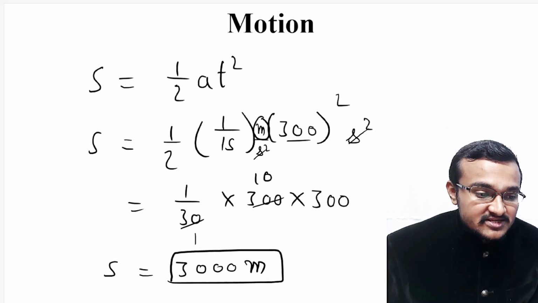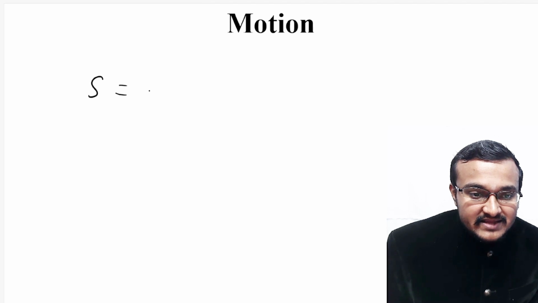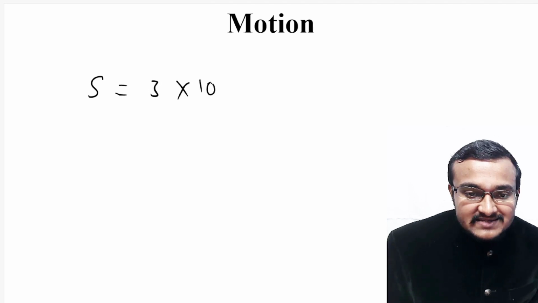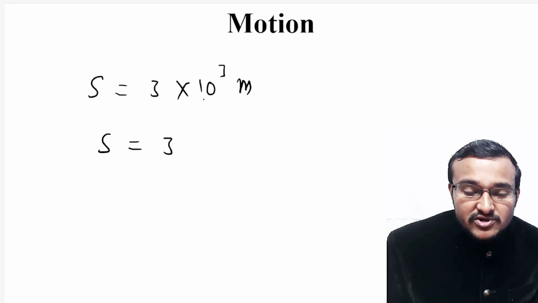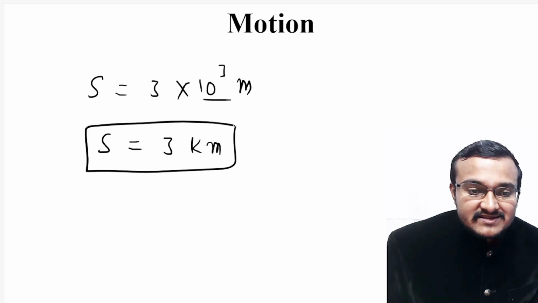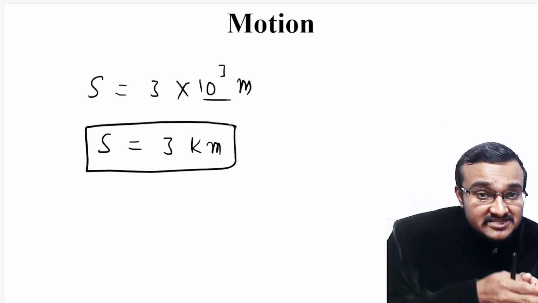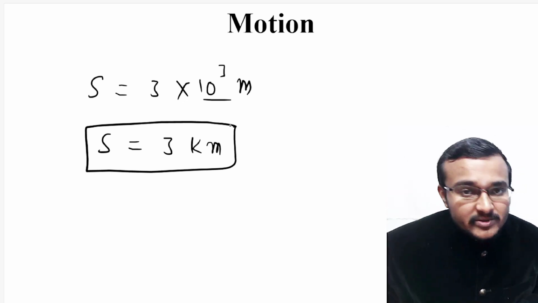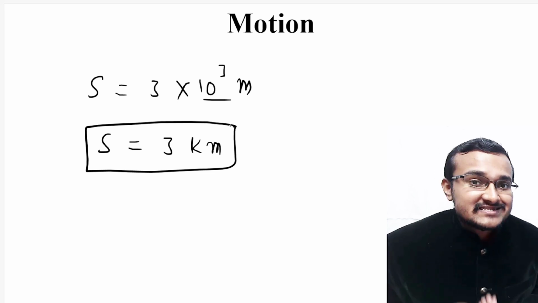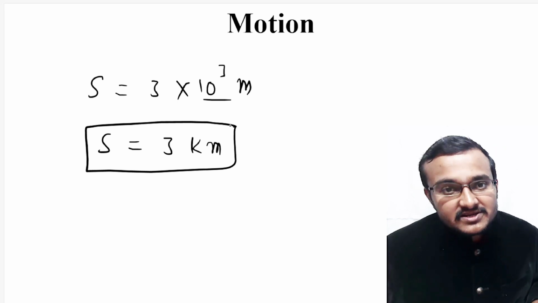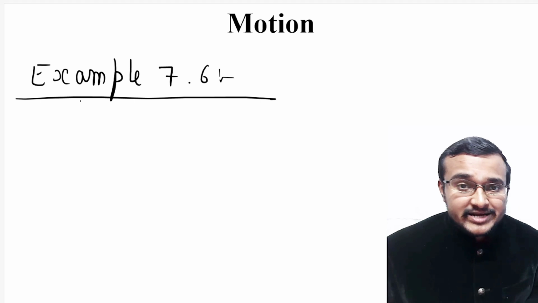If you want to convert this into kilometer, then you can write this as S into 10 power 3 meter, or you can write 10 power 3 as kilometer, so 3 kilometer. So that means after 3 kilometer this particular train has reached that final velocity, that is 72 kilometer per hour. So S is equal to 3000 meter or 3 kilometer is the answer for your second question in this particular example. So coming to example 7.6.